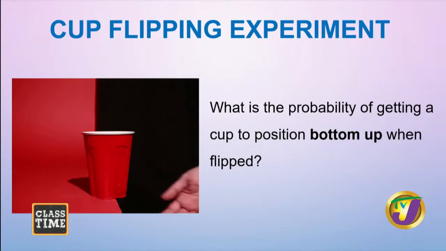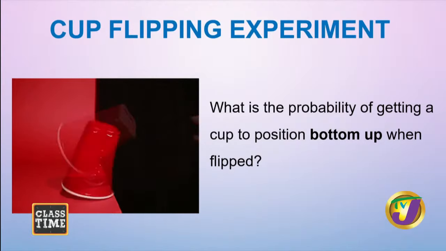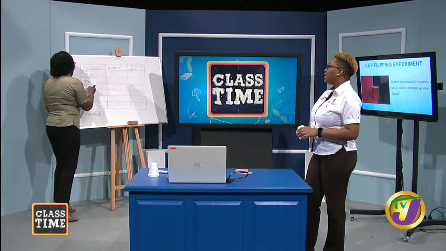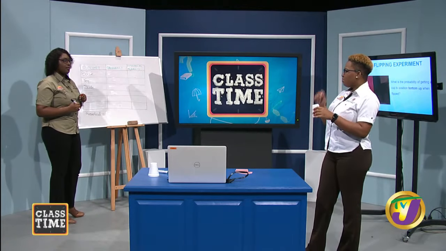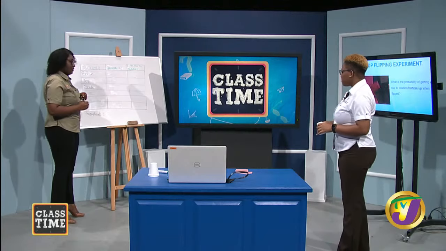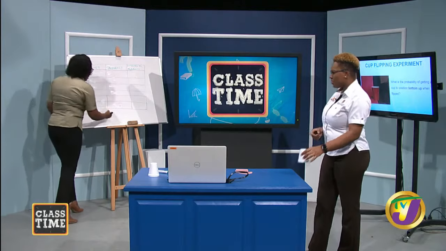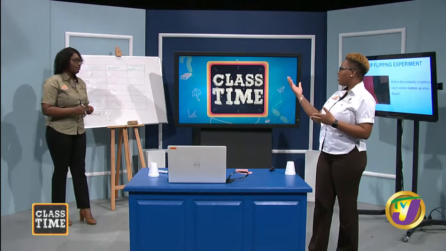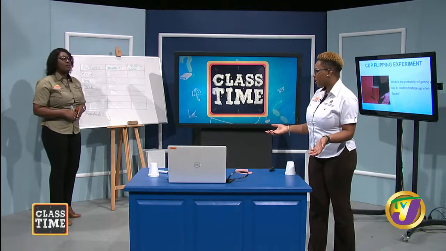So first we have to determine what are the possible outcomes when we flip a cup. It can land on the base, it can land on the top, the opening, and it can land on the side too. And we want to know the probability of it landing base up, bottom up. One out of three possible outcomes, so one third. And by nature of that, the probability of the cup landing on any of the options would be one third. That would be correct.